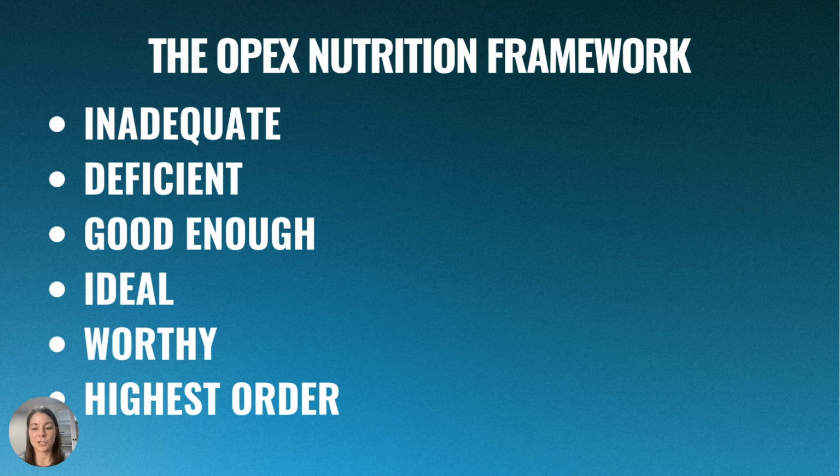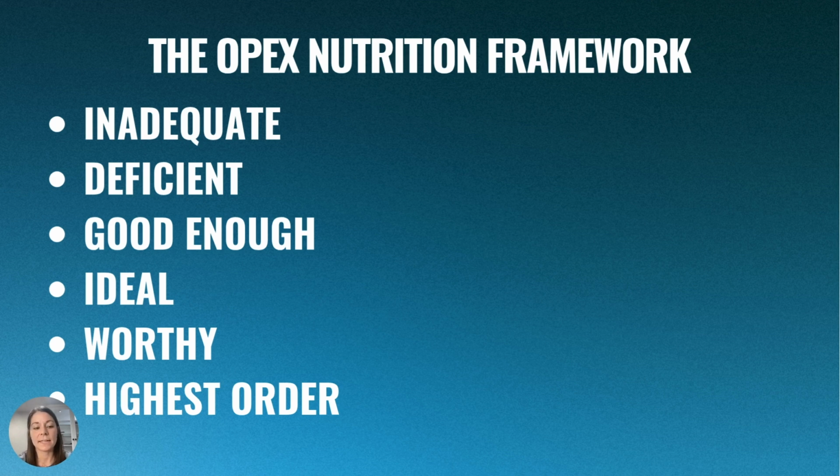In our coaching certification program, we teach that nutrition exists on a continuum from inadequate to highest order. So when we're looking at inadequate, we're looking at somebody who consumes mostly processed food, has low nutrient density, somebody who is deficient. This is typically the standard American diet, which is more pleasure focused eating.